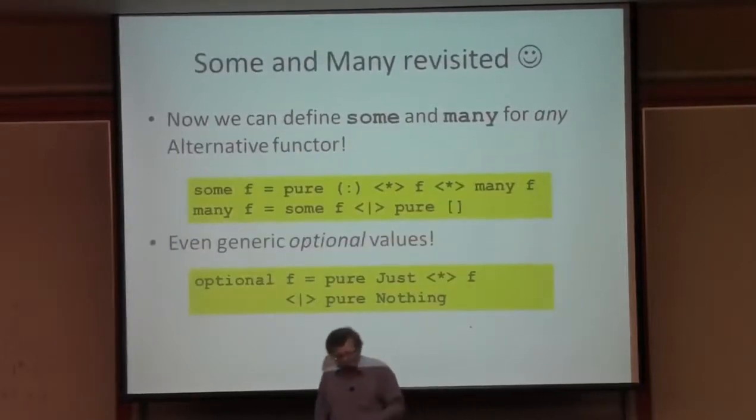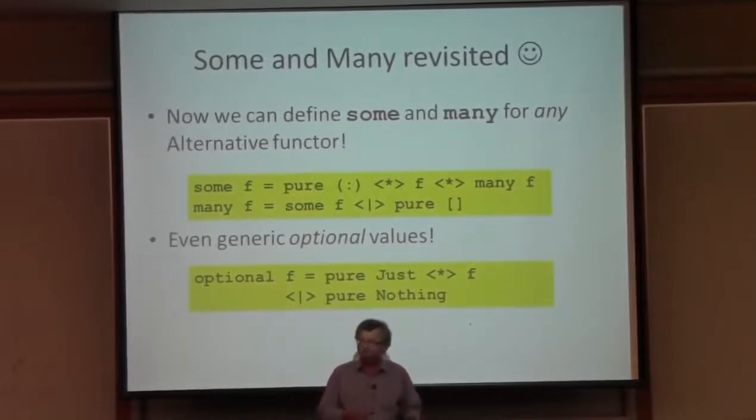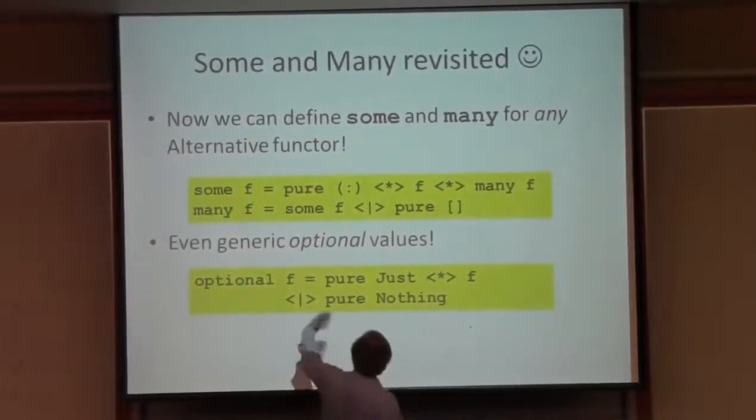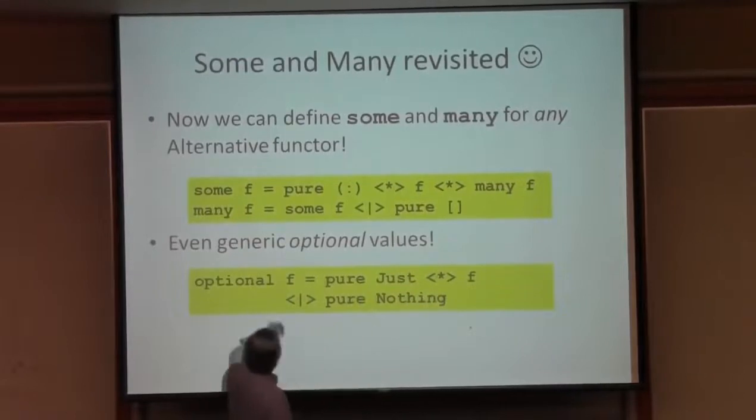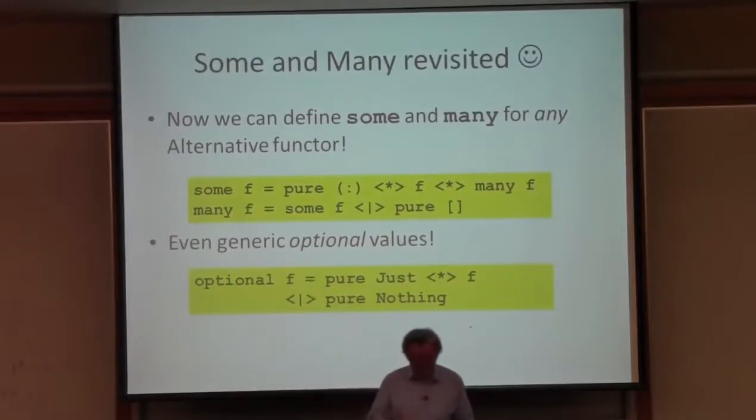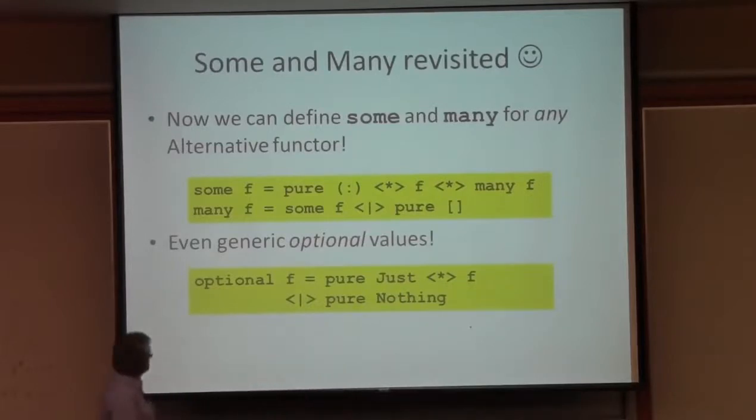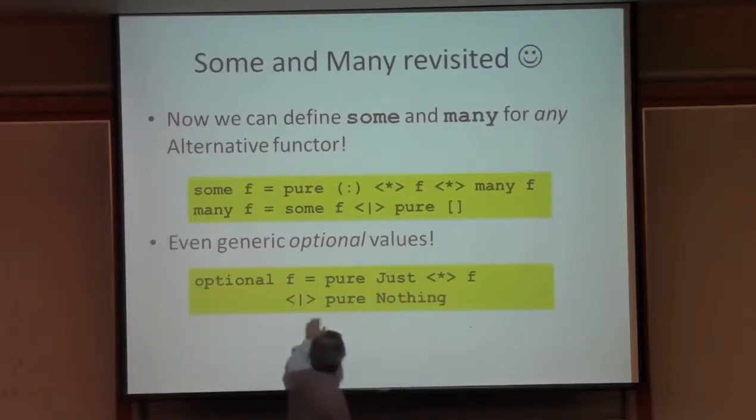Okay, so I can actually now continue and define some of the operations that we saw yesterday in a more general setting. So I showed you some and many. Actually, all I need to define those is the operations that alternative functors give me. So here we are. I can say sum f is, apply a pure cons operation to f and many f. Many f is either a sum f or a pure empty list. And these definitions will now be usable with every alternative functor, not just with my parsers. Down at the bottom there's another example. If I want to parse something optionally, I can say an optional f is either pure just applied to f, or it's a pure nothing.